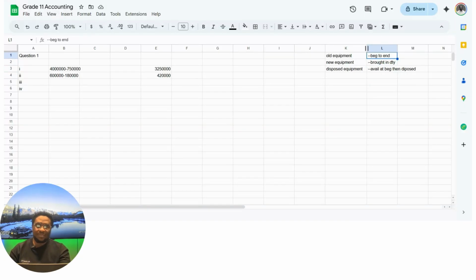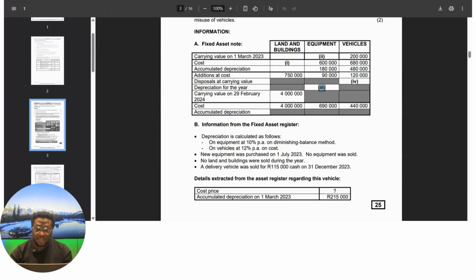Now, if we look at our equipment, we will only have two of these classes because we don't have any disposed equipment. The information says new equipment was purchased 1 July 23, and no equipment was sold. So we need to calculate depreciation on the equipment that was there at the beginning of the year till the end of the year. If no equipment was sold or disposed, the equipment that was there at the beginning carried through till the end of the year. Now, how do we work that out for the old equipment?